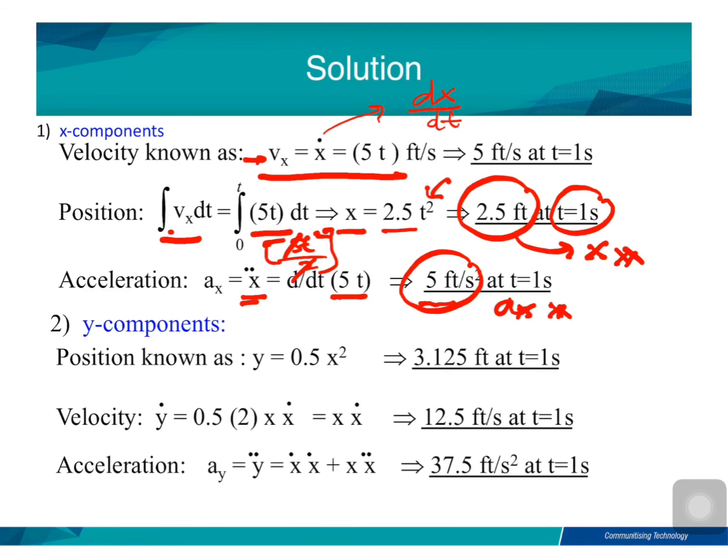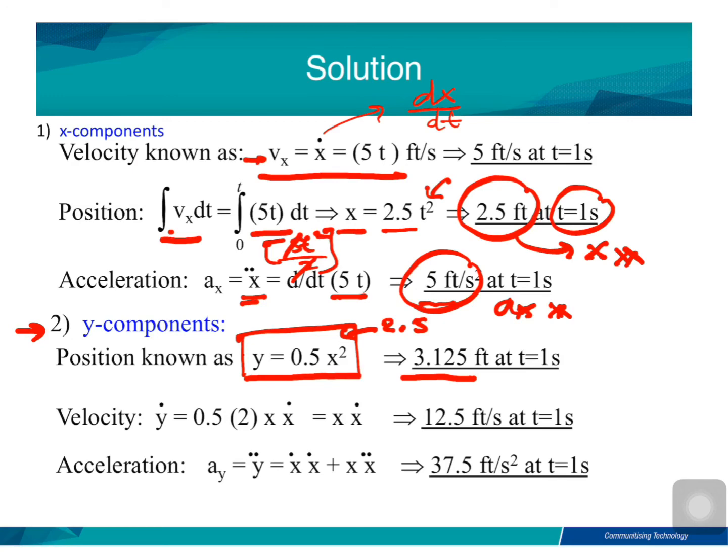For the y component, this is given by the question: y is equal to 0.5x squared. We already have x here, x is 2.5, so you substitute 2.5. You get y equal to 3.125 when t is equal to 1.